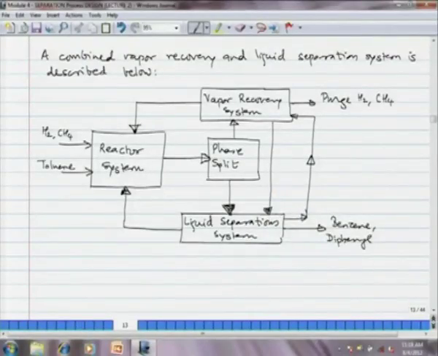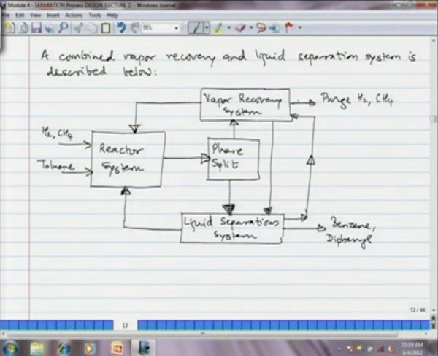Thereafter, in the phase split drum or flash drum, we reduce the pressure to split the gas and liquid phases. Toluene, benzene and diphenyl condense, while hydrogen and methane emerge as the gaseous stream, but they still have vapors of benzene and toluene in it. That gas exit stream is treated in the vapor recovery system, and then the benzene and toluene are recovered. You can see here a stream going from the vapor recovery system to the liquid separation system.